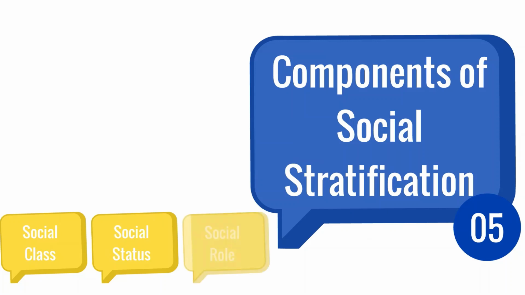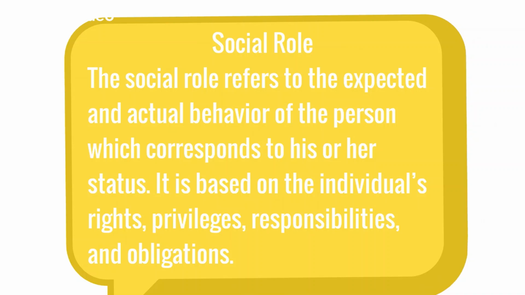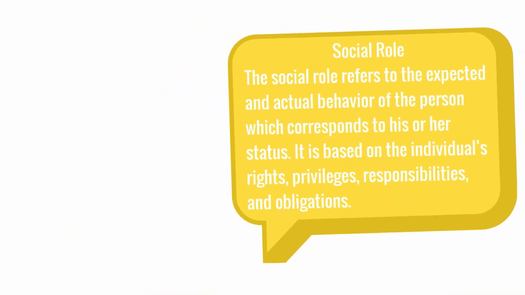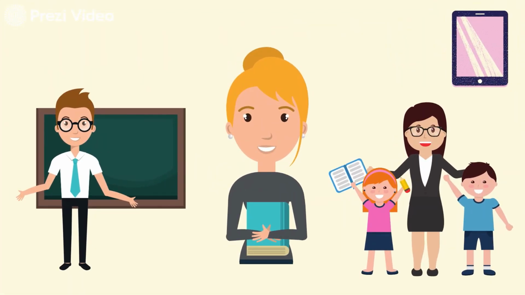Next, the social role. It refers to the expected and actual behavior of persons which corresponds to his or her status. It is based on the individual's rights, privileges, responsibilities, and obligations. For example, the teacher and his or her responsibility as a public servant. His or her role is not only to teach, but also to uphold the growth and development of his or her learners.